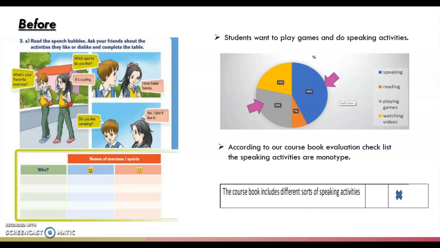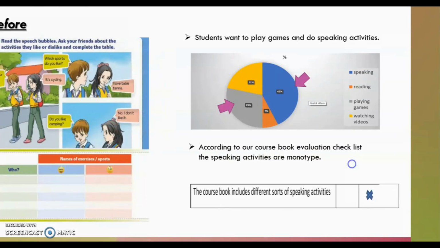But this activity type is limited for speaking because it asks students to just use like and dislike. But the students know more sentence structures about the topic. Besides, there are similar activities in the book, so students may get bored. According to our checklist, the speaking activities are monotype, and when we look at the students' wants in the need analysis, we realize that they want to play games and do more speaking activities.